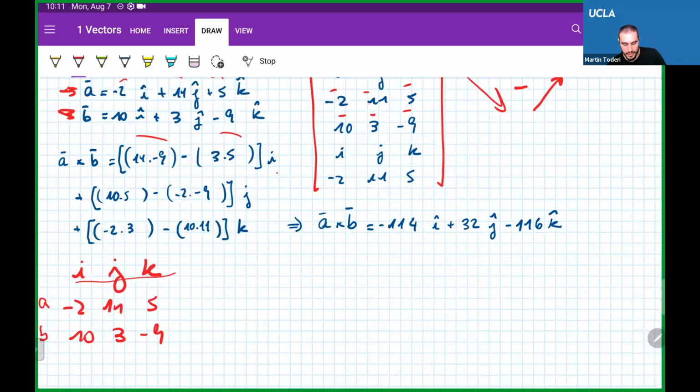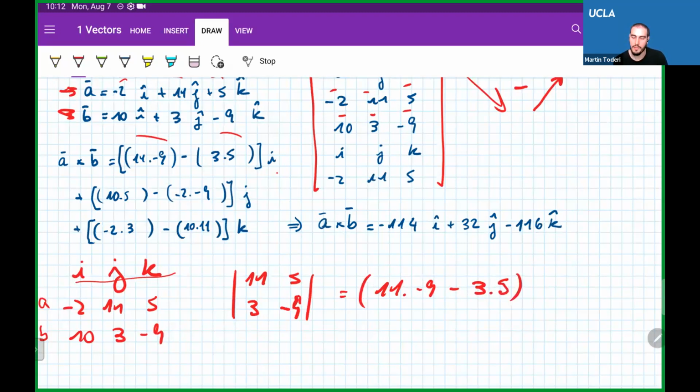So what I like to do is write again ijk and the first components of the vector that you're multiplying. And then you calculate the determinant of the matrix. Let's say we have this matrix 11, 5, 3, minus 9 here. The determinant of that matrix will be 11 multiplied by minus 9 minus 3 multiplied by 5. So that's the determinant of that matrix, and that is the first term that we are multiplying by the vector I. So that's the first component of the vector product that we are calculating. Are we clear about that?